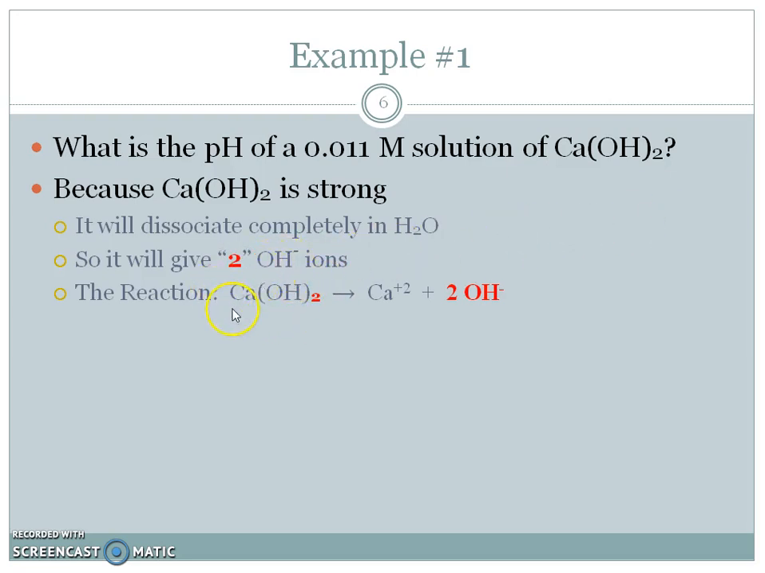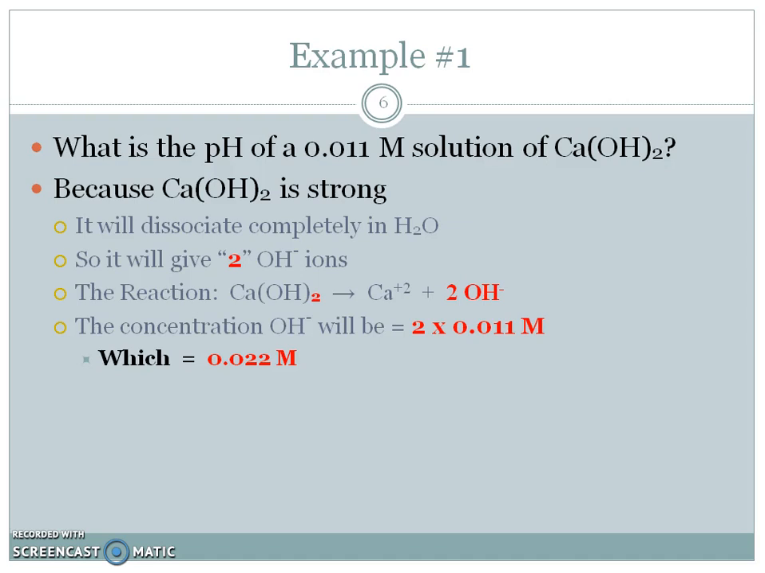So we have calcium hydroxide completely breaking apart, so we have a regular arrow, into Ca2+ plus 2 hydroxide ions. Well, what does that mean? Well, if we have 0.011 molar of the base, it's going to completely dissociate. So we're going to multiply it by 2 in order to get the amount of hydroxide ions. So 0.022 molarity for the hydroxide ions.